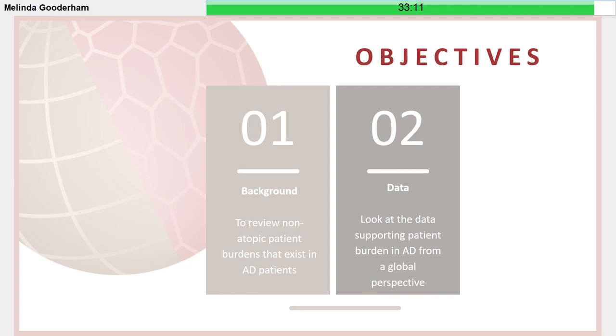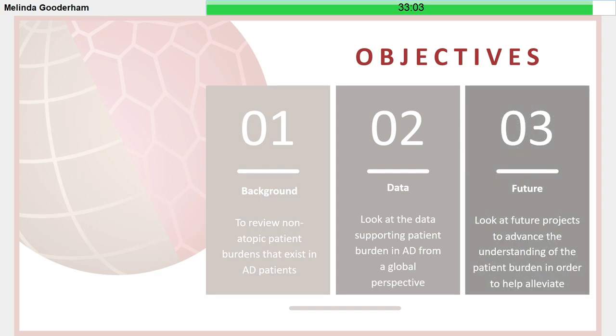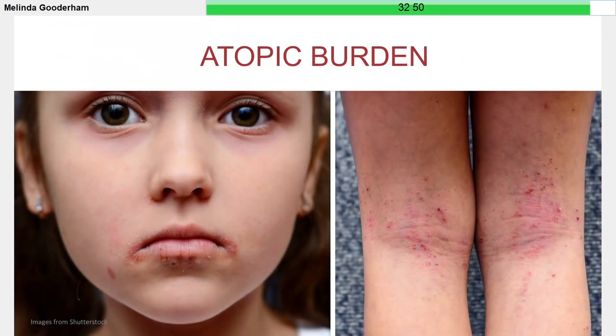I also wanted to look at some of the data already out there to support what we know about this patient burden, and look at some of the future projects that are ongoing or have been done that are helping us learn more about the patient perspective, so that if we can understand it better, we can hopefully help alleviate some of the burdens that our patients suffer from. So I'm going to be talking about non-atopic burdens, but to make sure we're on the same page, I wanted to start off with what the atopic burden is.